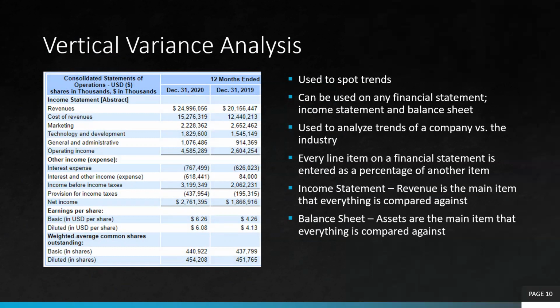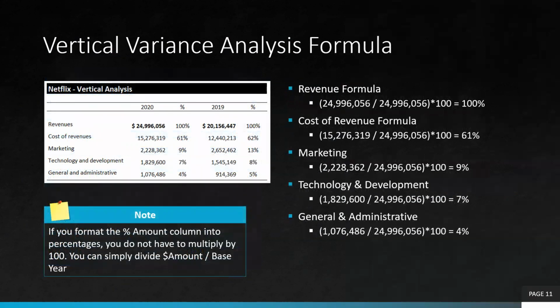So for example, Fubo TV could be a company that you can use to compare the variances. And for the income statement, the revenue is the main item that everything is compared against. If you are doing a vertical analysis for the balance sheet, assets are the main item that will be compared against everything. So let's take a look at this. So everything is applied against the revenue. So you're taking the revenue and dividing it by itself for 2020, which gives you 100%. So your revenue line should always be 100%. If you were dealing with the balance sheet, your assets would be 100%.